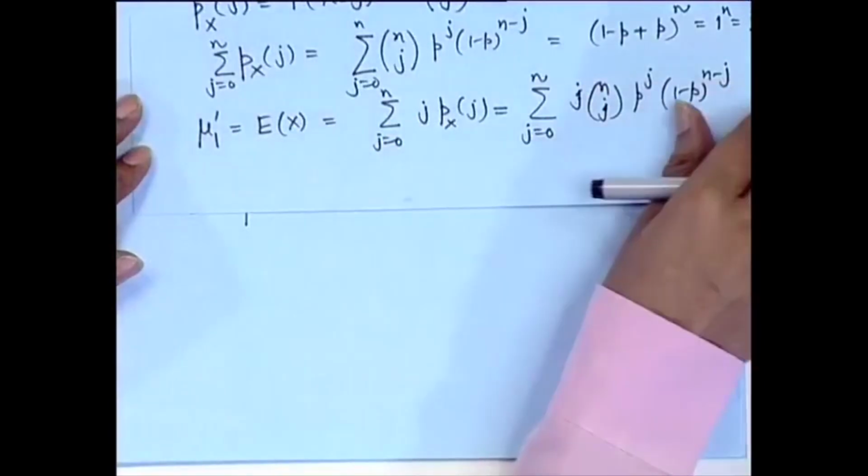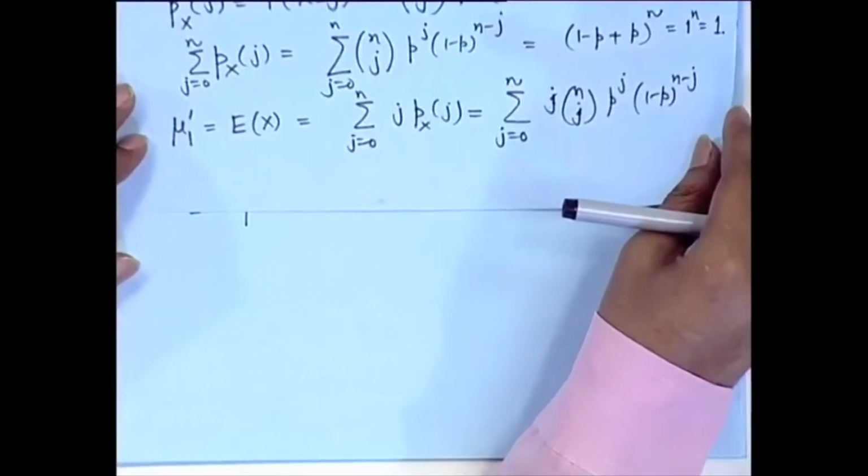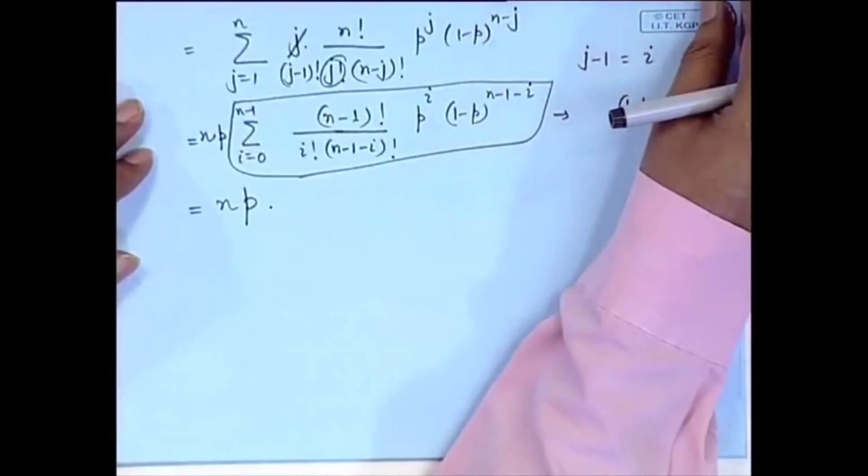So, the mean of the binomial distribution is np, which is understandable, because if we say that the probability of success in one trial is p, then out of n trials, what is the expected number of successes? It must be n into the probability of success in each trial, that is np.